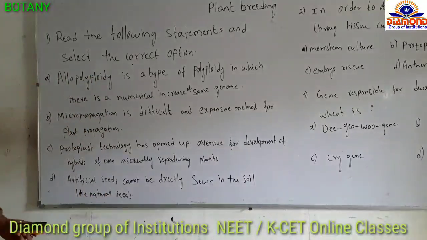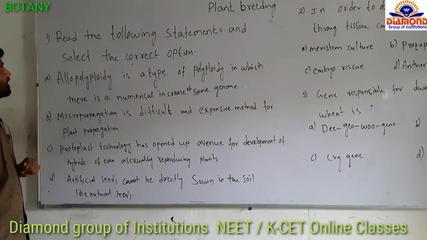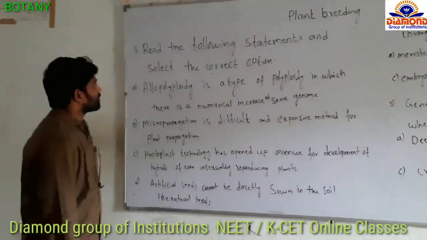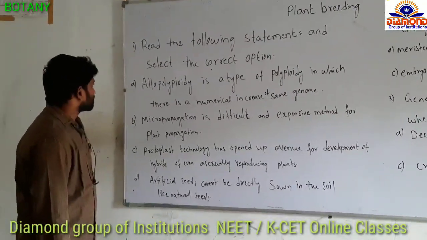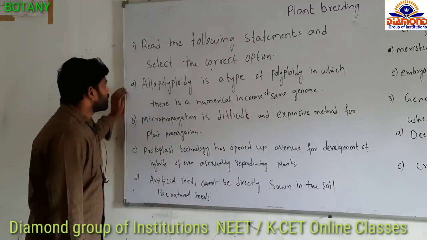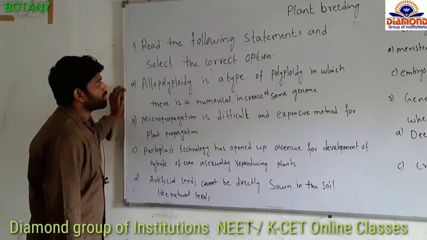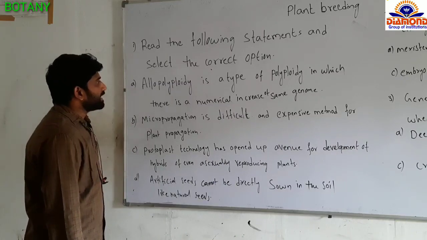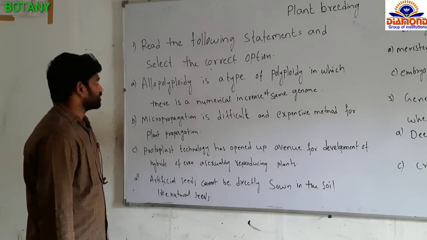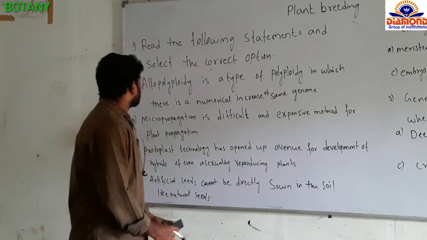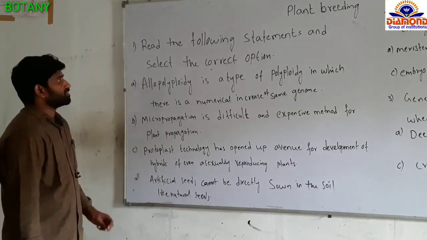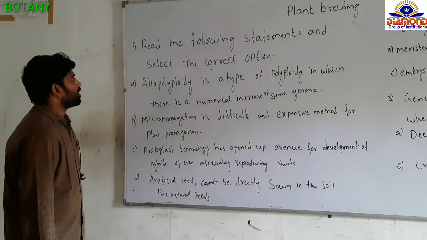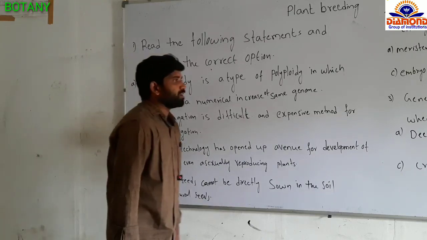Some of the questions from plant breeding: read the following statements and select the correct option. Option A: Allopolyploidy is a type of polyploidy in which there is a numerical increase of the same genome. Out of the four options, we have to identify the correct statement. So option A, allopolyploidy, is a type of polyploidy.